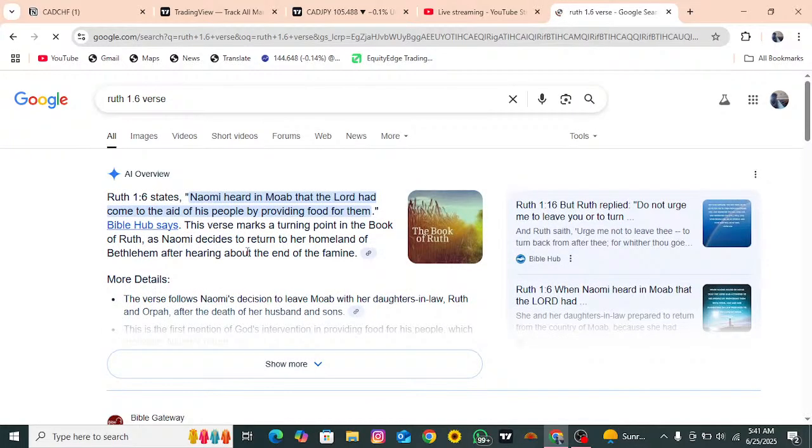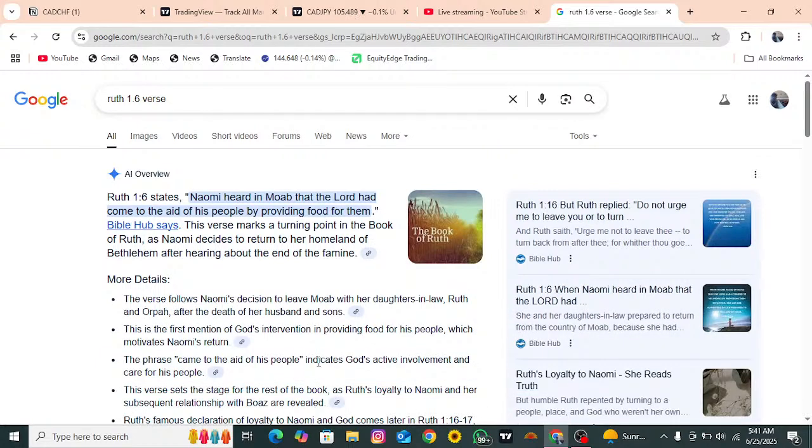The Bible says that Naomi heard in Moab that the Lord had come to the aid of his people by providing food for them. Then she arose with her daughters-in-law that she might return from the country of Moab, for she had heard in the country of Moab that the Lord had visited his people by giving them bread.